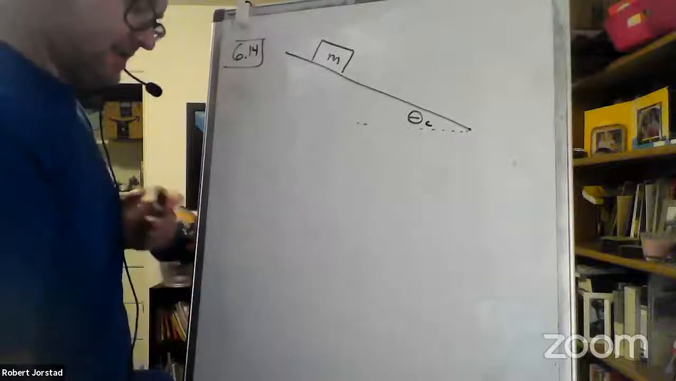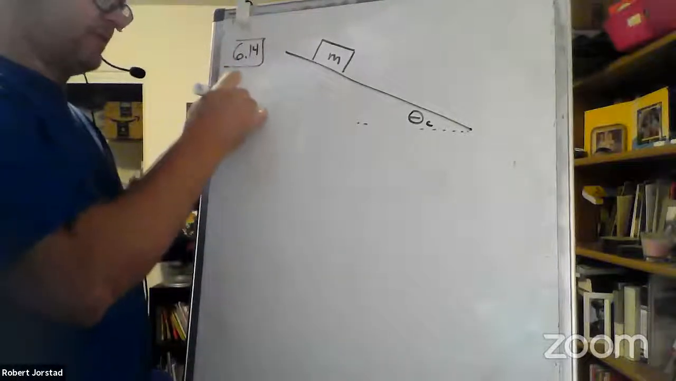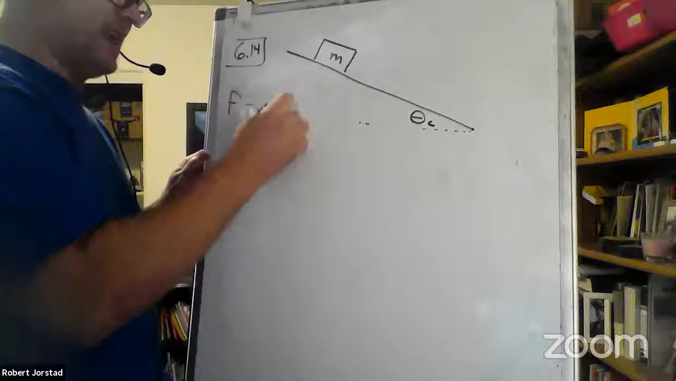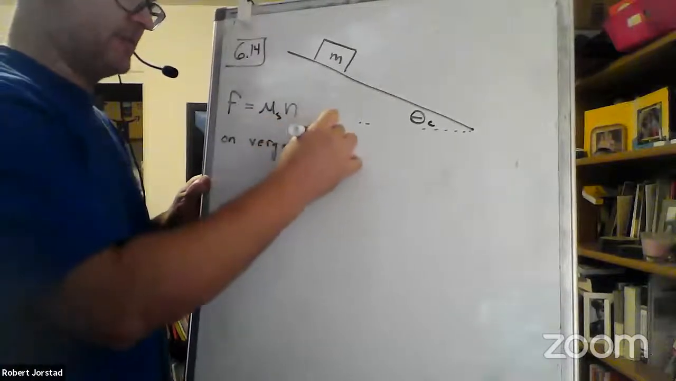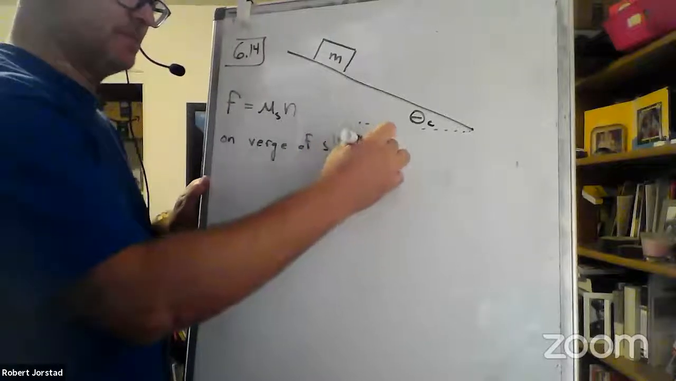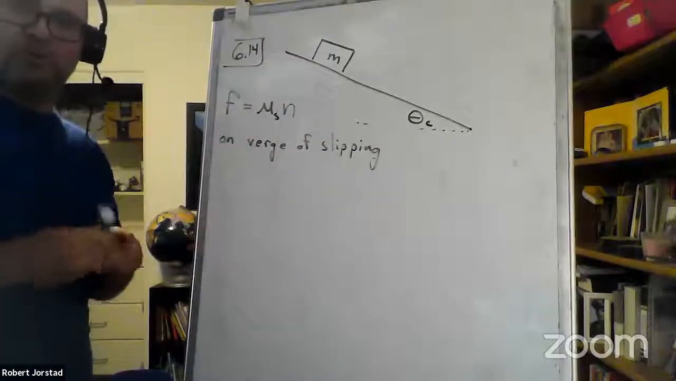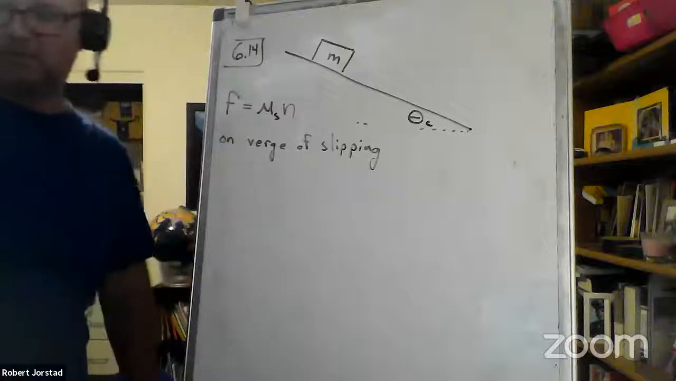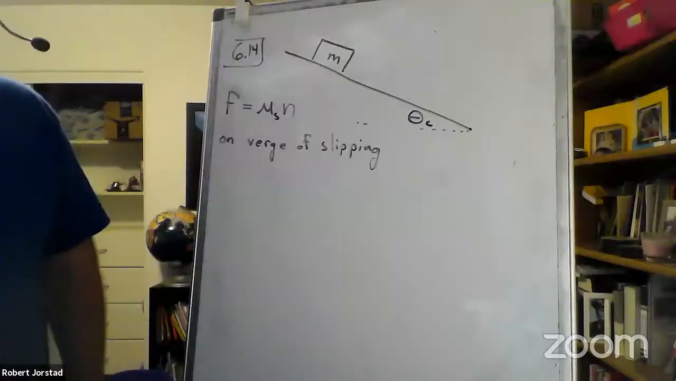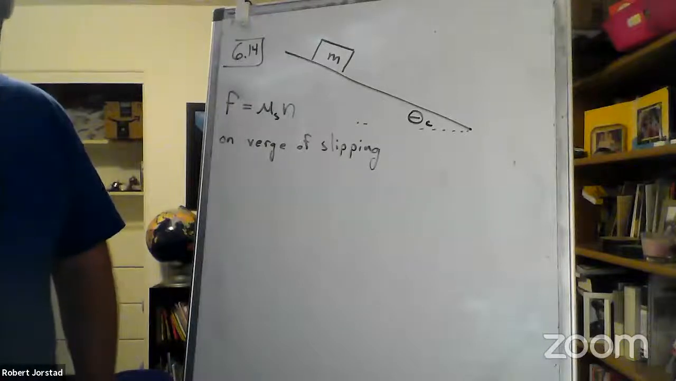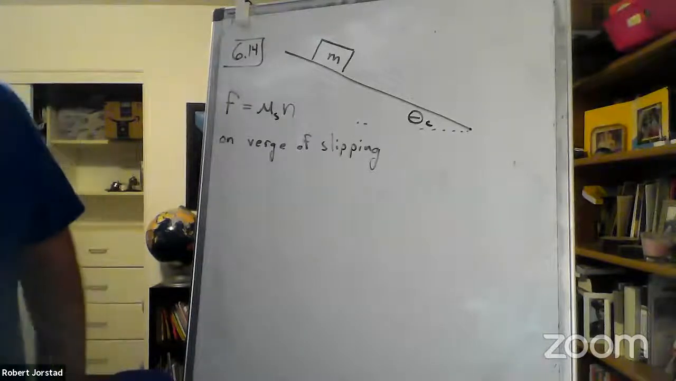Okay. So in this case, we're going to use friction equals mu static times n on the verge of slipping. That's what allows us to use that equation. All right. Now, what's something we do with every force problem? Draw an FBD diagram. All right. So let's do that. Give me one force.